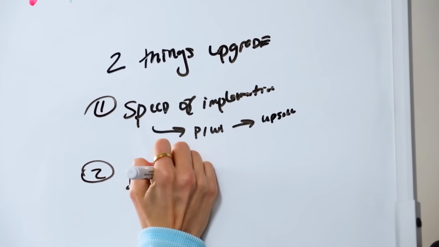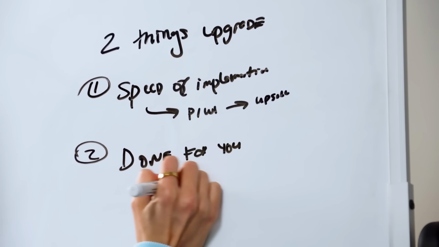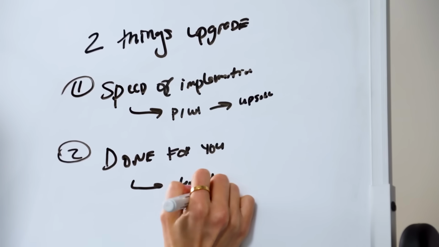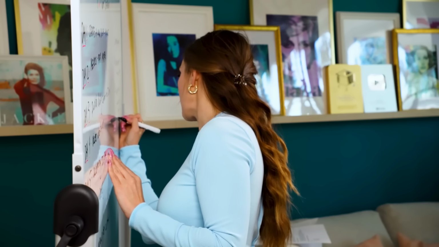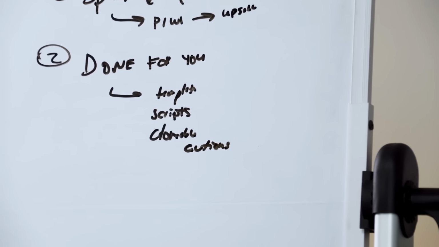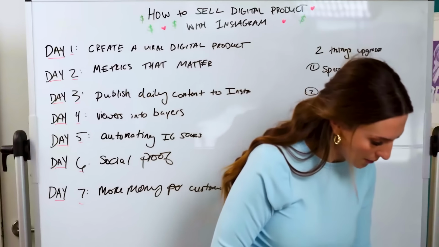And then done for you is really important too. Done for you looks like templates. It looks like scripts. It looks like I have a bunch of clonable automations. Those kinds of things do really well because I did the work for you. Why wouldn't you love having something like that?